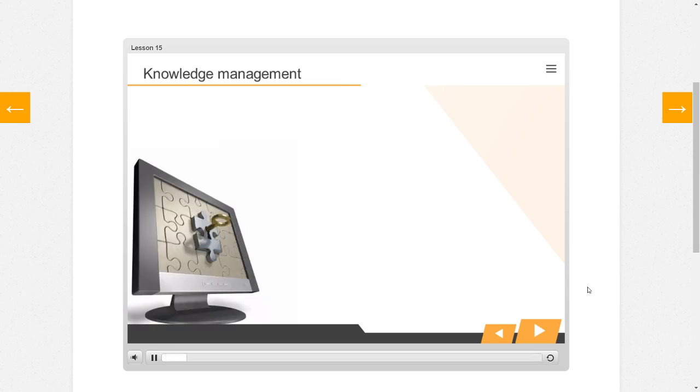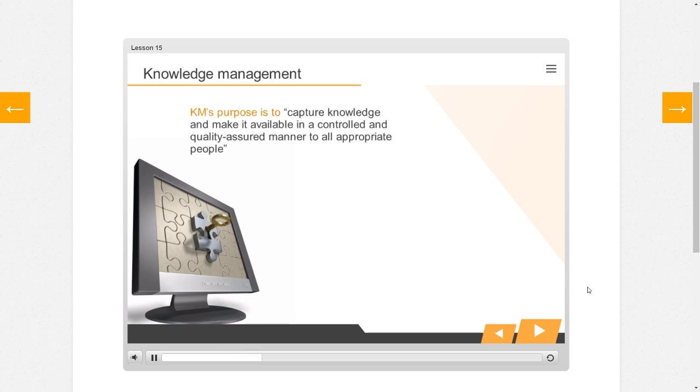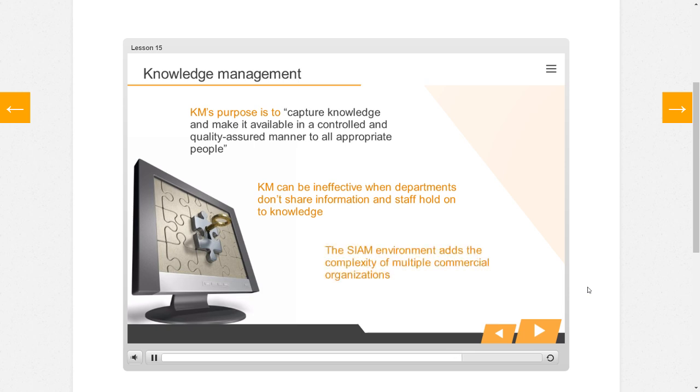The final process that we'll study in detail is knowledge management, sometimes referred to as service knowledge management. The purpose of knowledge management is to capture knowledge and make it available in a controlled and quality-assured manner to all appropriate people. Knowledge management is often done badly in organizations without a SIAM model. Departments might not share information, and some staff hold on to what they know because they feel it makes them look indispensable. The same challenges will be present in a SIAM environment, but with the added complications of multiple commercial organizations being asked to work together.